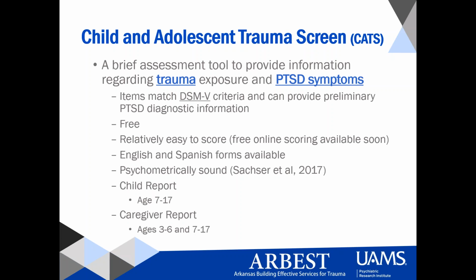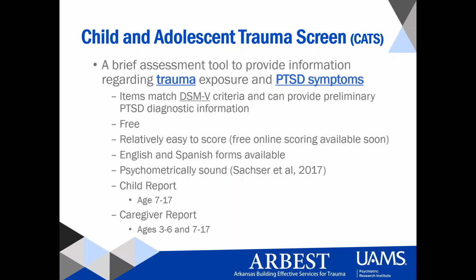There are 2 forms. There's a child report form for kids aged 7 to 17. So that means that the child will report on their own symptoms. There is a caregiver report for that same age range for kids, so 7 to 17, and the caregivers can also report on symptoms for kids 3 to 6. So the caregiver version goes from 3 to 17. The child version, where they report on their own symptoms, is 7 to 17.